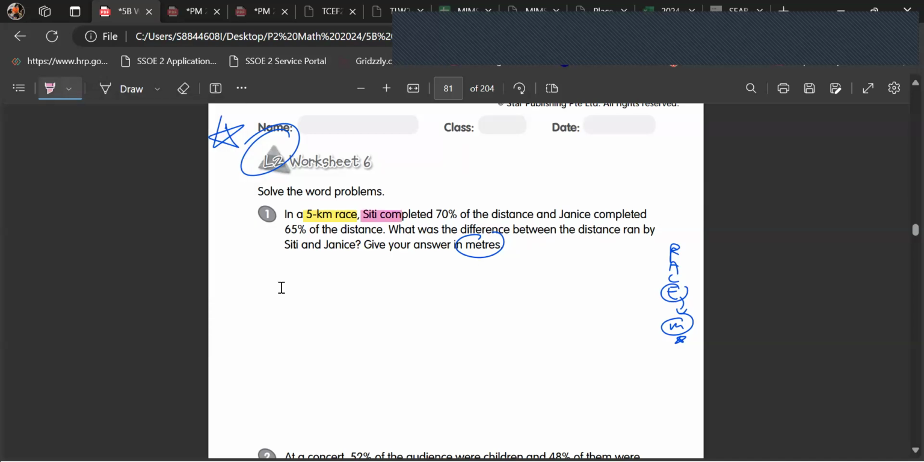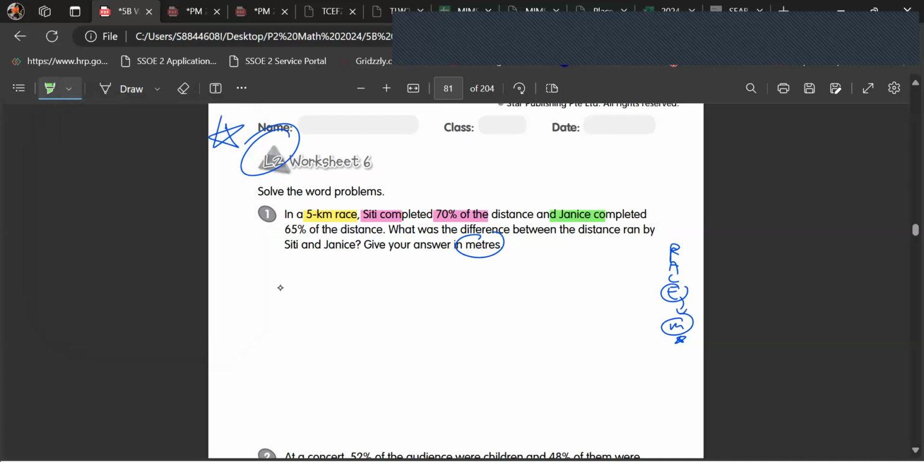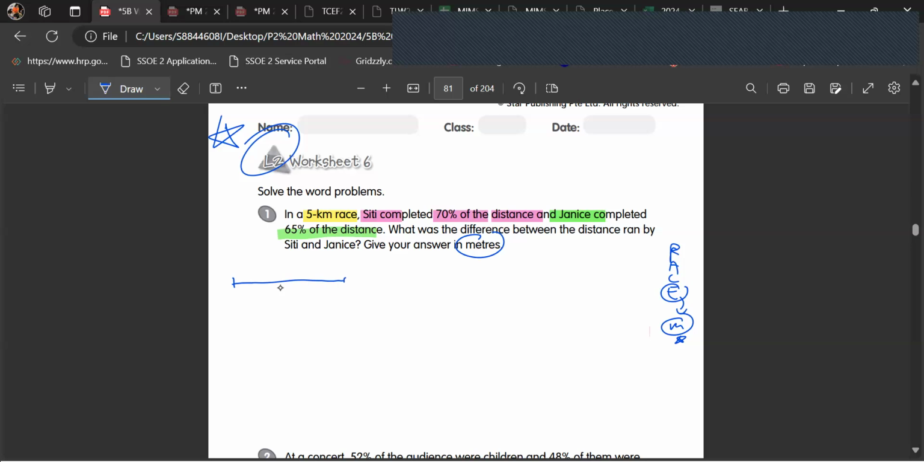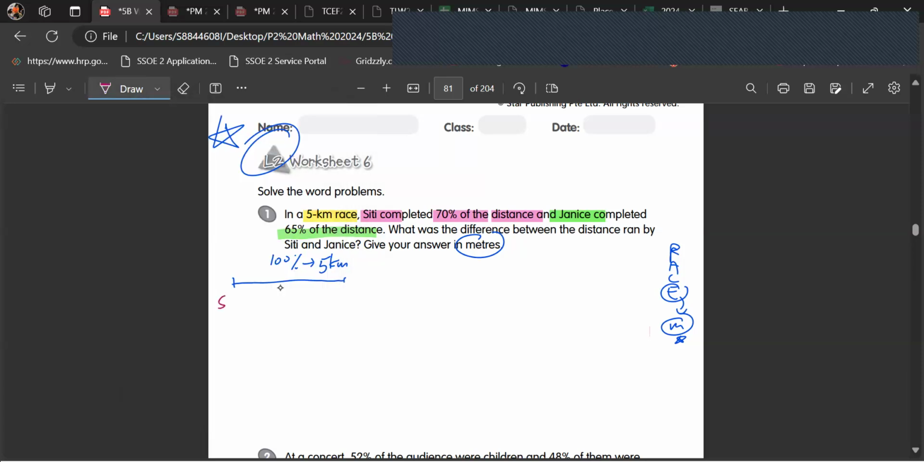I have this race. City is 70%. Janice is 65% of the same distance. That means for the entire race, let's say I draw the entire race. This entire race was 100%. This entire race was 5 kilometers. But for City, in pink, she managed to run 70%.